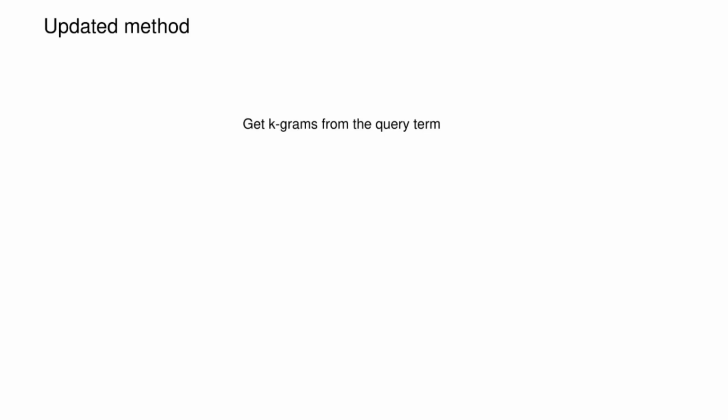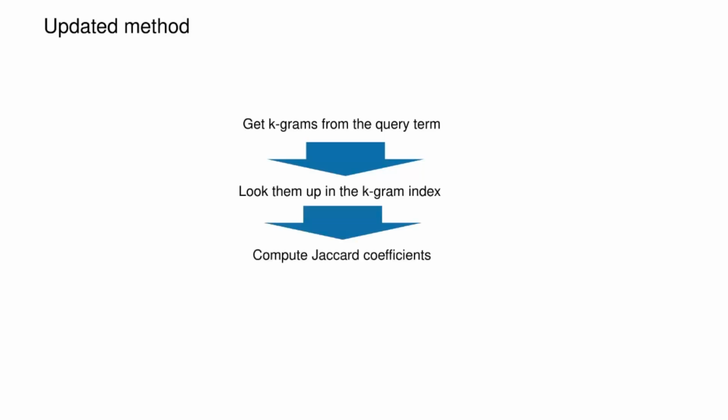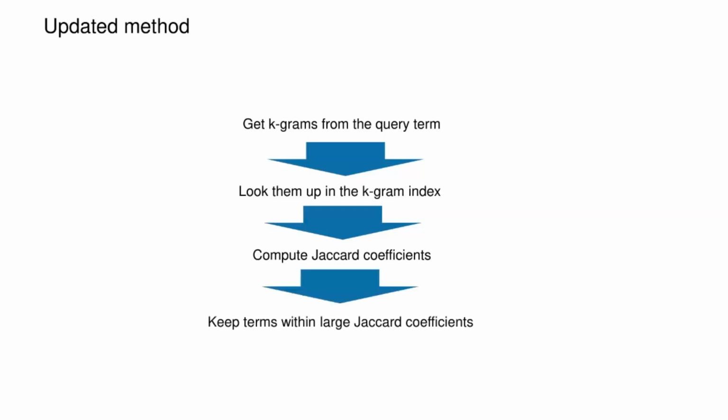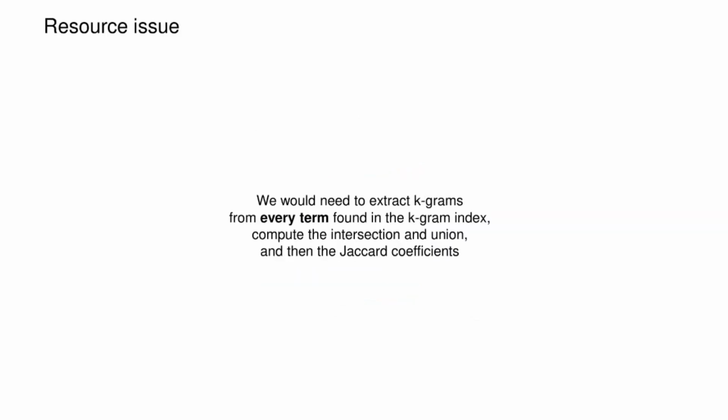Okay, so what we can do is we get the k-grams for the query terms. We look them up in the k-gram index that gives us a few candidates. We can compute the Jaccard coefficients based on these k-grams instead of the absolute count. And then we keep the terms with large Jaccard coefficients. Can we do it efficiently? It seems like no, because that seems like a lot of calculations to do, a lot of counting. But in fact, if you figure out every one of the components of that division, you actually realize you have everything to do it from the index.